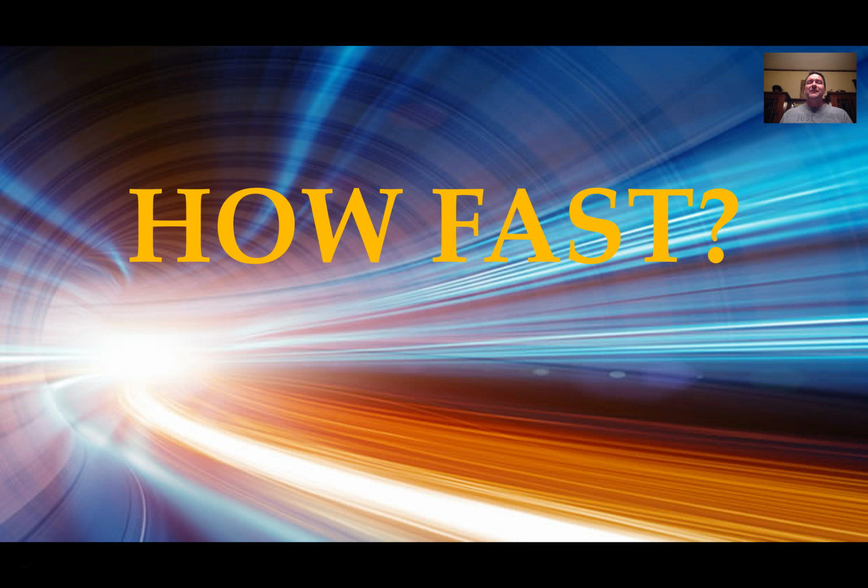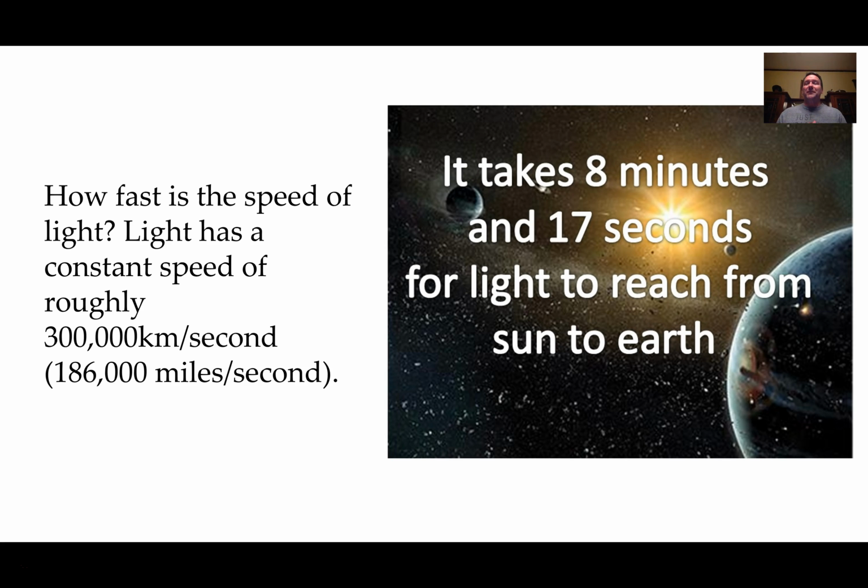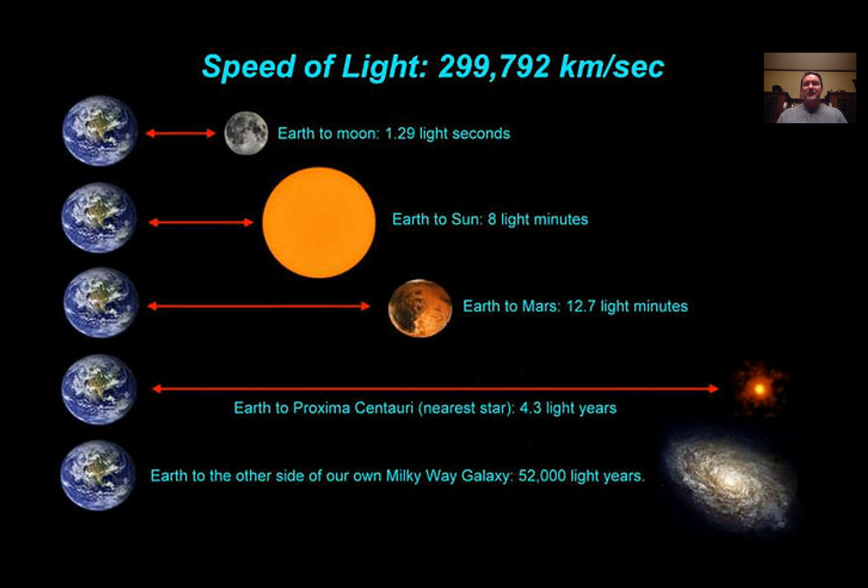Last but not least is how fast. Now this is one thing that I want you to remember. Speed of light is 300,000 kilometers per second, 186,000 miles per second. So you're going to be able to use that number to make calculations and determine how long it takes light to get from one object to another. Light has a constant speed, which does not change no matter what the medium it travels through. So that is something to always remember. Speed of light is constant, always 300,000 kilometers per second.